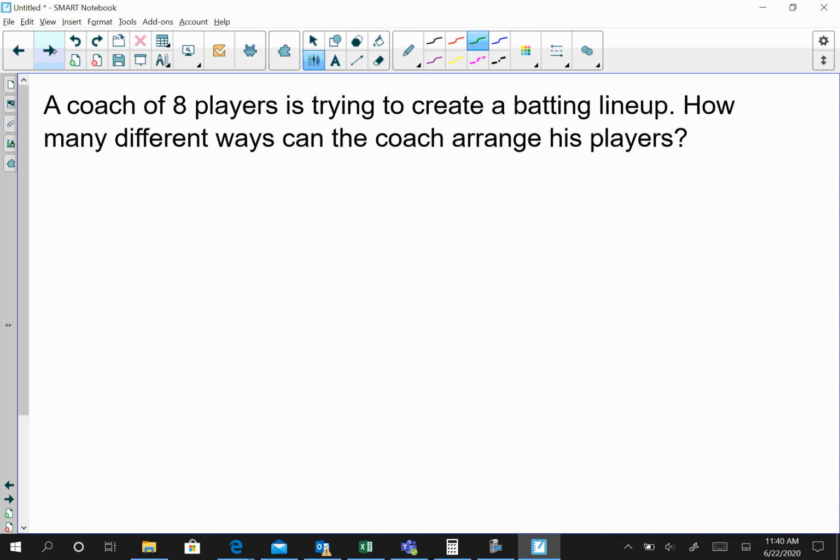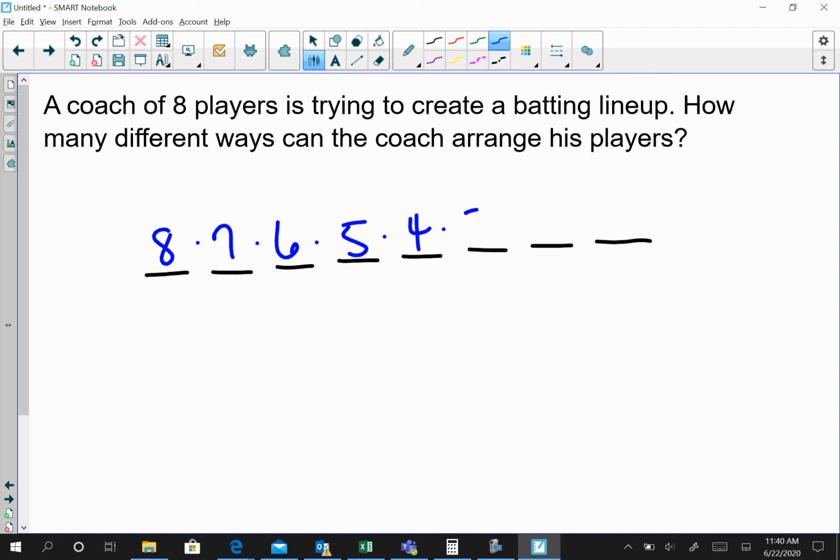Whereas this, a coach of 8 players is trying to create a batting lineup. How many different ways can the coach arrange his players? Here, order matters. I have 1, 2, 3, 4, 5, 6, 7, 8 people to put in 8 different places. In the first position, I have 8 people to choose from. Now I've put someone there. I have 7 people to choose from for my next one. And then 6, 5, 4, 3, 2, and 1.